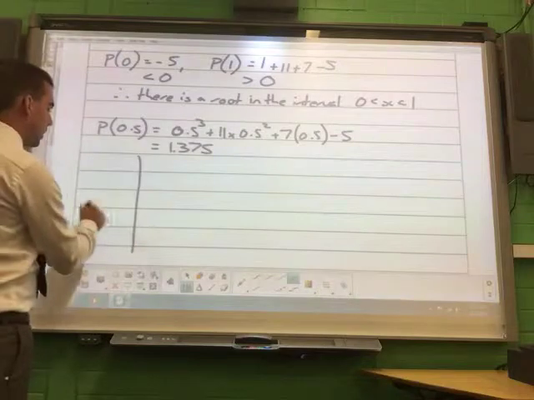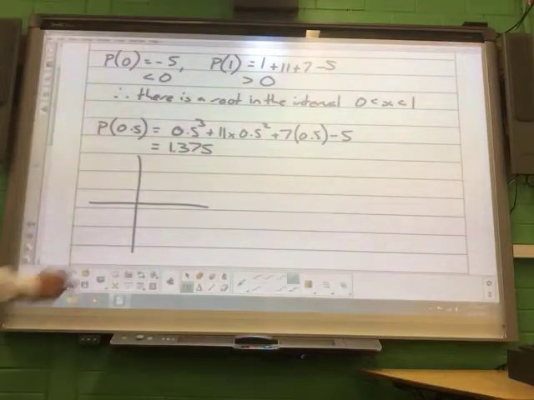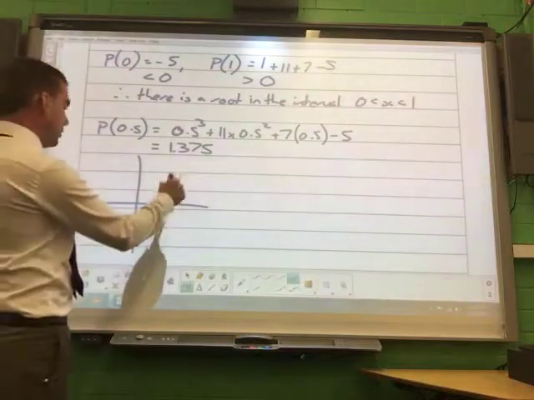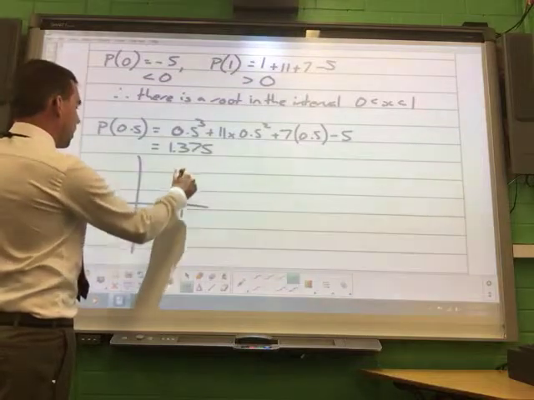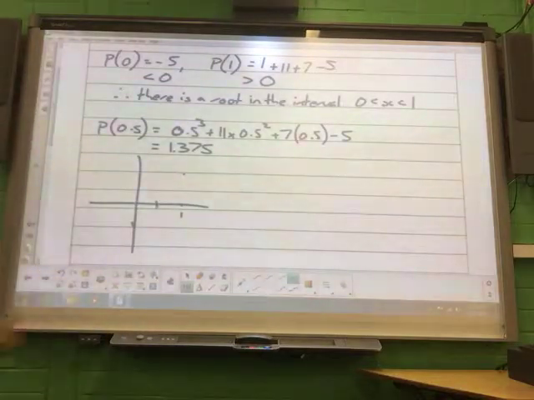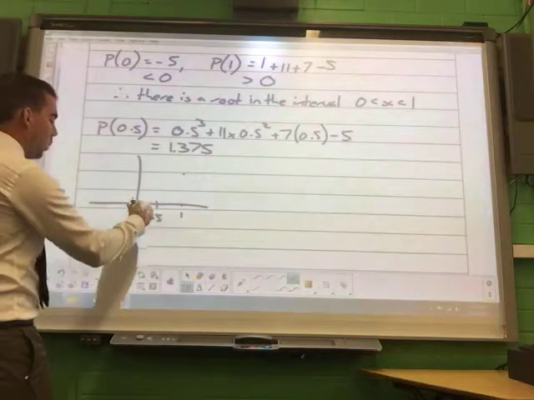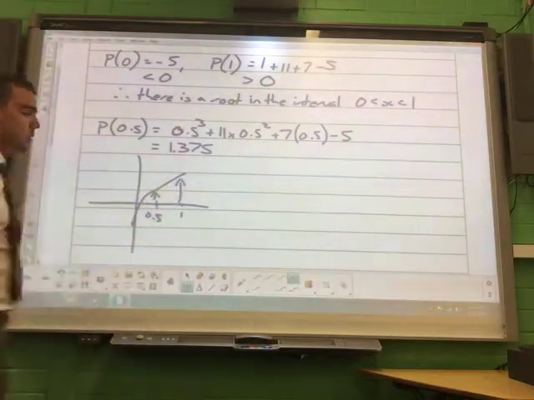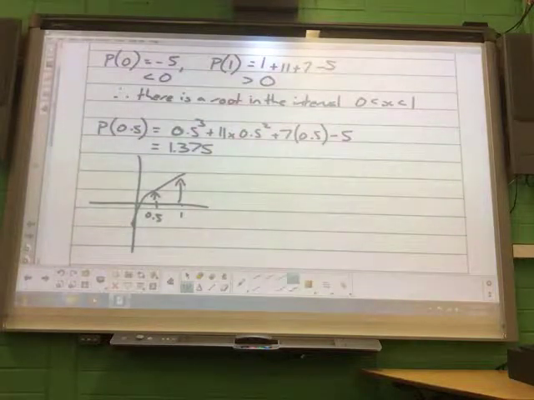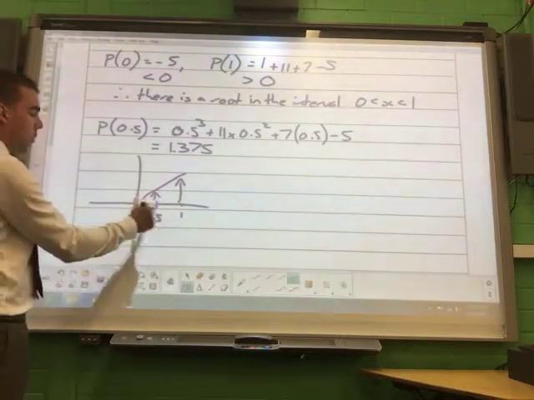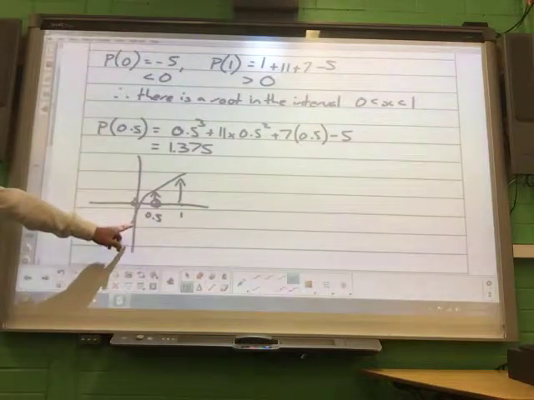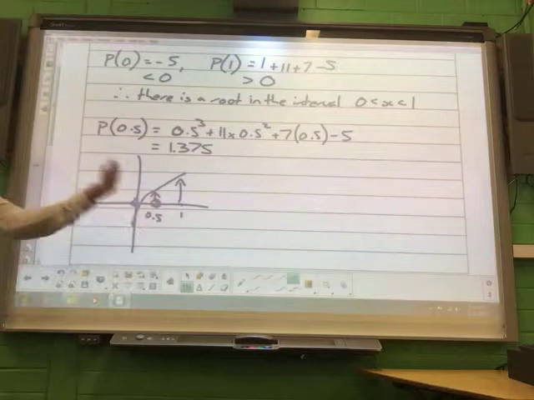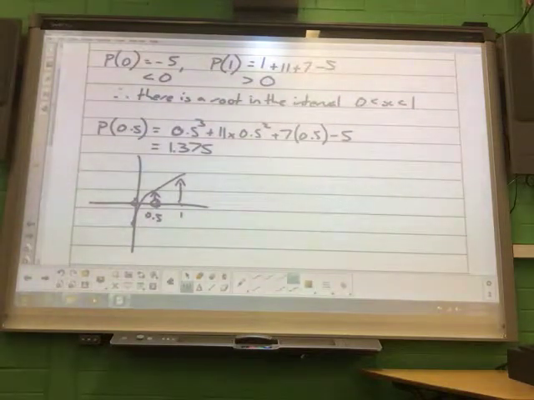So if we were to consider the sketch of what we've got so far, we know that P of 0 is negative 5, P of 1 is something greater than 0. And then the halfway point, 0.5, we also have a positive value. So we've got something like that happening. Not necessarily higher per se, but I know they're both in the positive y-axis direction. So I know the root therefore must be between those two points, because I know P of 0 is negative from the starting position, and my better approximation shows me the root lies somewhere between 0.5 and 0.